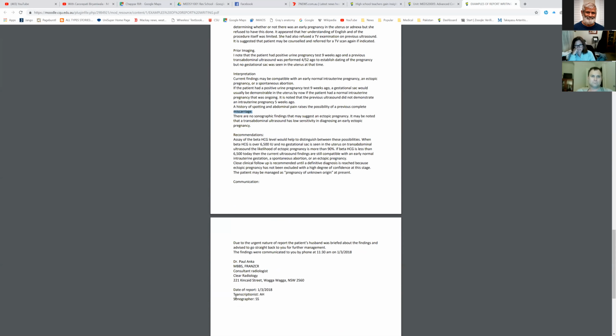Date of report and transcriptionist, who wrote it and who was the sonographer. You don't need to give their names because if there is a litigation and it goes to a lawyer, they can say, oh, there was this spelling mistake. Okay, whose was the transcriptionist? Who did this ultrasound? Was they a qualified person or not? So they can directly from the report say who the sonographer was.